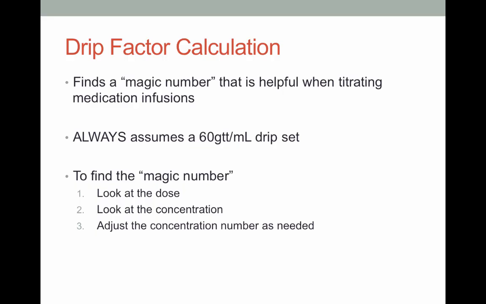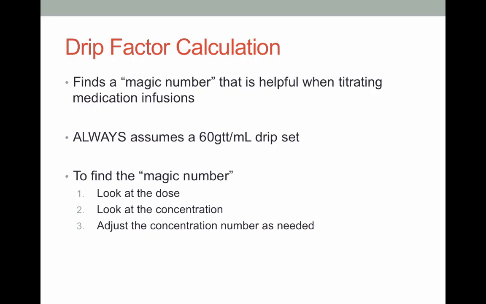So there's one other way we can use for any medication infusion, no matter what, even if it's dopamine, no matter what medication: we can use this drip factor calculation. Really popular in hospitals. I learned it in critical care, and it just comes in really handy. Basically, you find a magic number, a number you can use very simply, and it's really helpful when not only setting up your infusion.